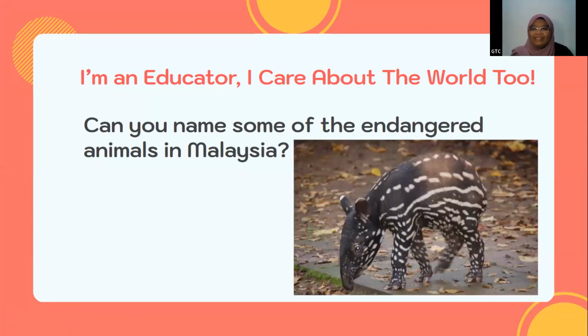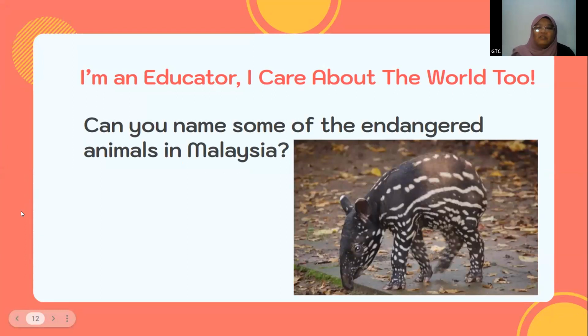What is this? Isn't this a tapir? No? Yes, yes. This is a tapir. Why is the color... So it's a different tapir than the one that we are used to, right?